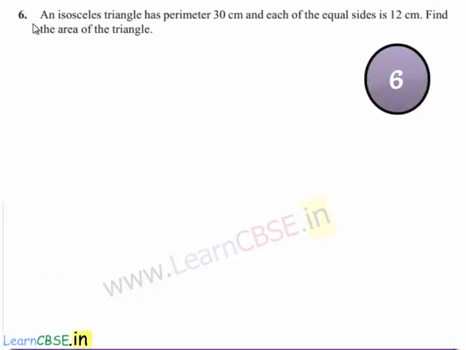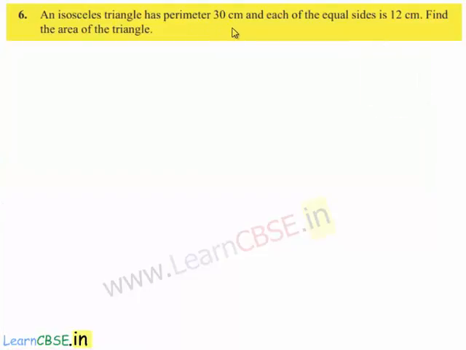Now let us move on to the sixth question. An isosceles triangle has perimeter 30 centimeters and each of the equal sides is 12 centimeters. Find the area of the triangle. So let's move on to the solution.